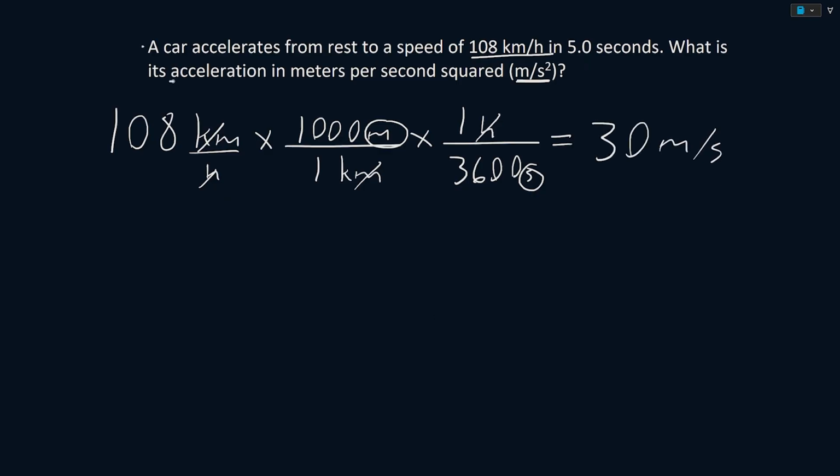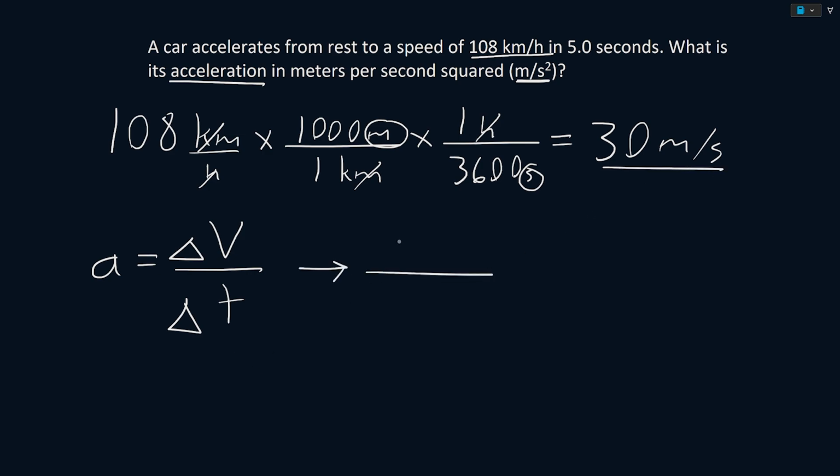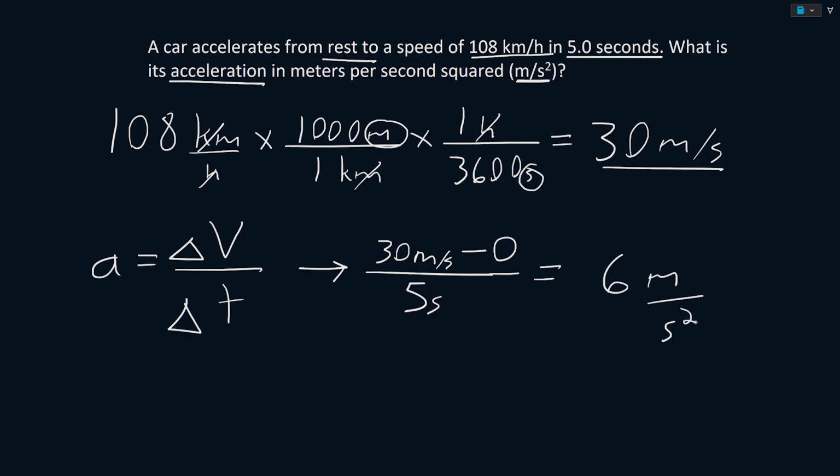Now we can calculate our acceleration. To do this, we'll use the equation: acceleration is equal to the change in velocity over the change in time. Plugging this in, our final velocity was 30 meters per second, and our initial velocity was 0 as we started from rest. Our change in time is 5 seconds. Solving this, we get that our acceleration is equal to 6 meters per second squared.